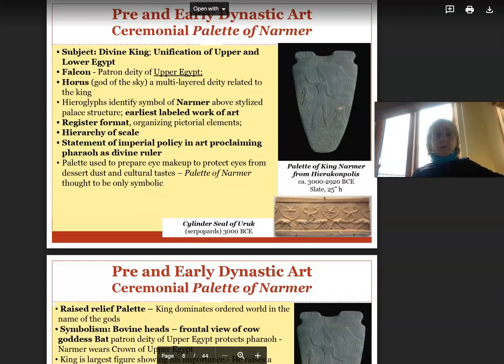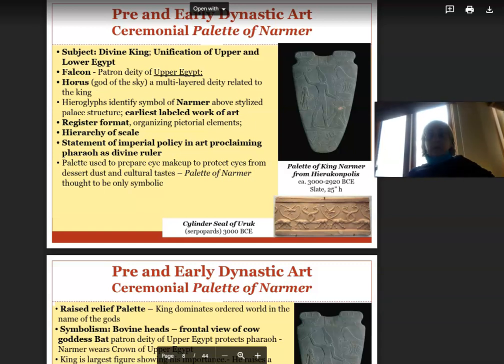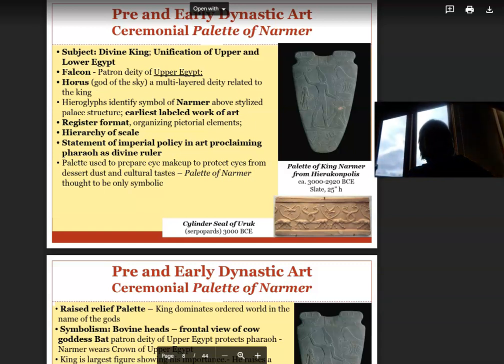One work of art you're going to see is the ceremonial palette of Narmer. It was actually a palette used to mix makeup in the desert climate, or was symbolic of that. You can see images of the pharaoh on the palette of Narmer, and Narmer was the pharaoh at the time. There's a lot of symbolism.